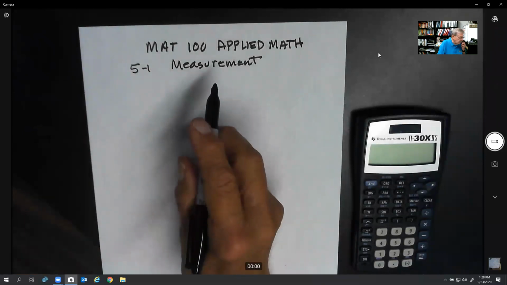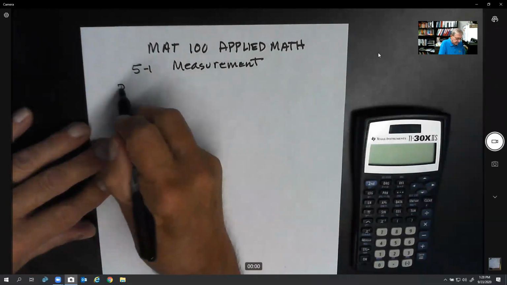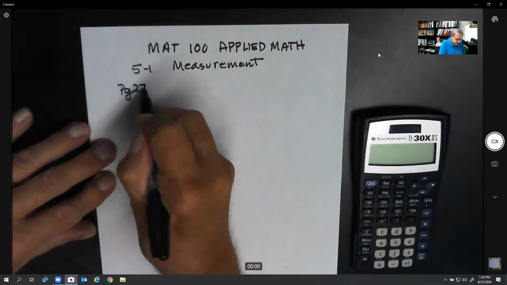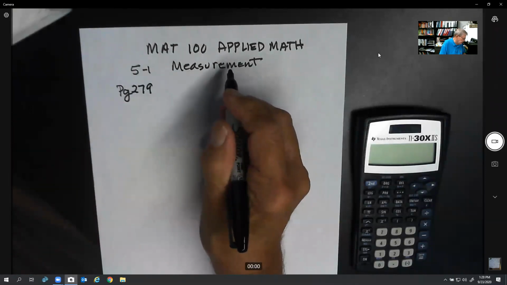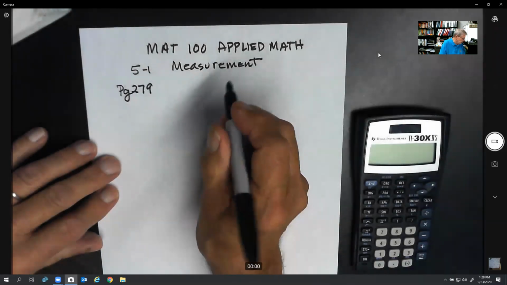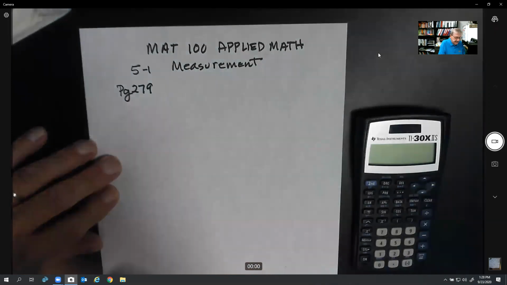5.1 we're not going to do much. Let's take a look here real quick at page 279, if you have your book. And on page 279, there's some problems here. And the first one says, we're going to look at just the D section.